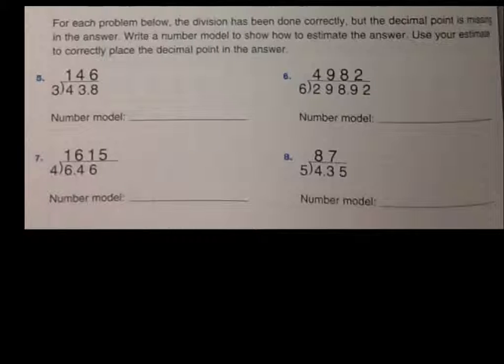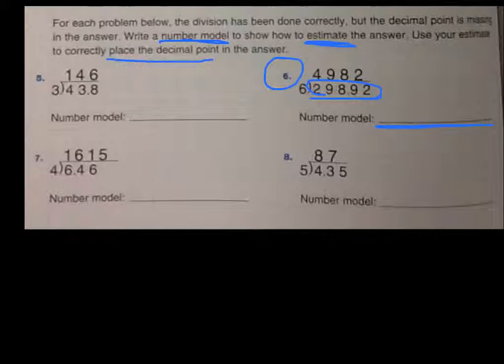Now let's take a look at number 6 on that same page. The directions say for each problem below, the division has been done correctly, but the decimal point is missing in the answer. Write a number model to show how to estimate the answer. Use your estimate to correctly place the decimal point in the answer. So looking at number 6, I want you and your partner to talk about what we could estimate 298 and 92/100ths to be, and then you're going to write the number model on that line on that page.